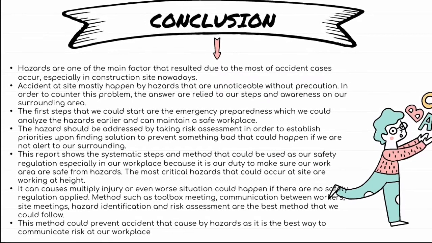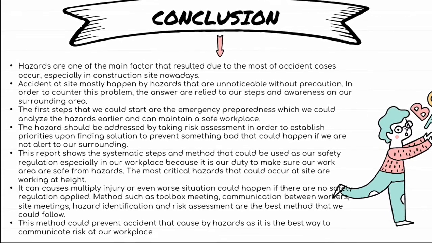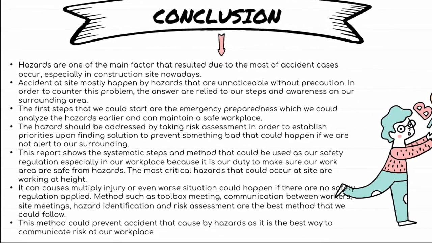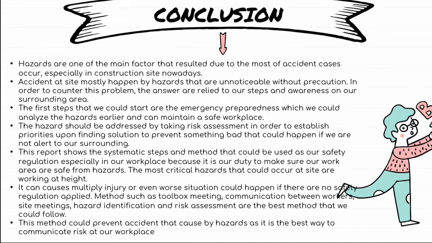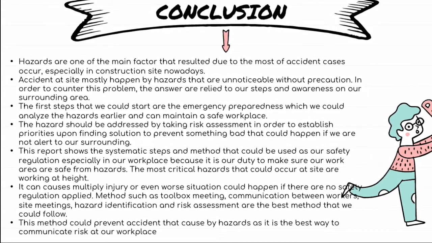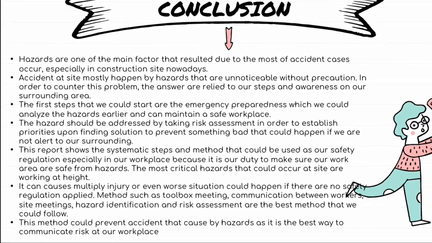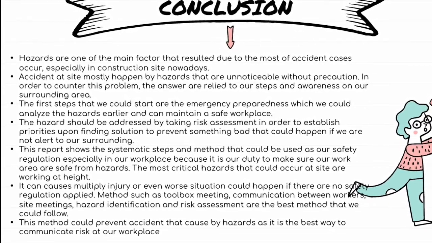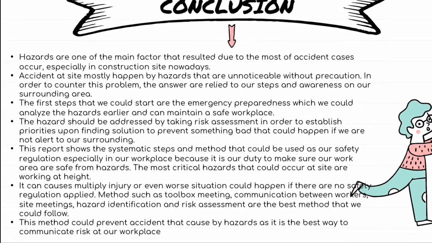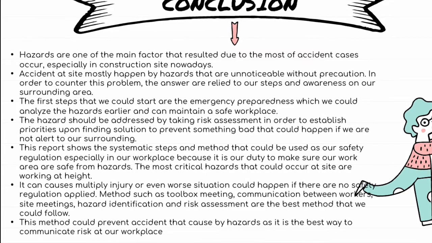So for the conclusion, hazards are one of the main factors in most accident cases, especially on construction sites nowadays. Accidents at site mostly happen because of hazards that are unnoticeable without precaution. In order to counter this problem, the answer relies on our steps and awareness of our surrounding area. This report shows the systematic steps and methods that could be used as our safety regulation, especially in our workplace, because it is our duty to make sure our work area is safe from hazards. It can cause multiple injuries or even worse situations if no safety regulation is applied.